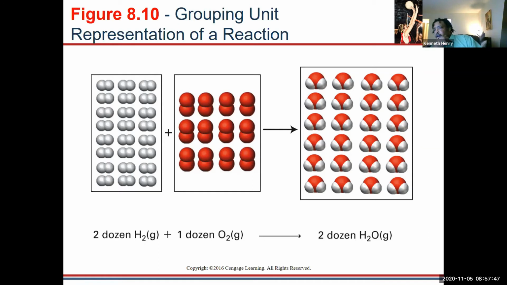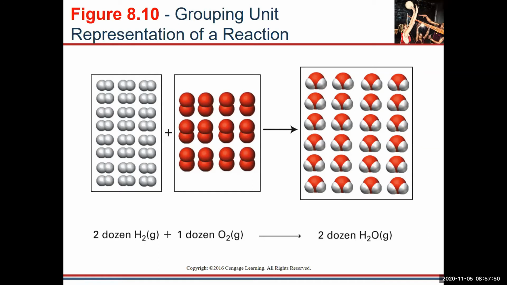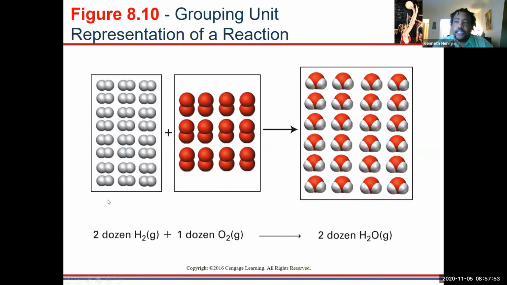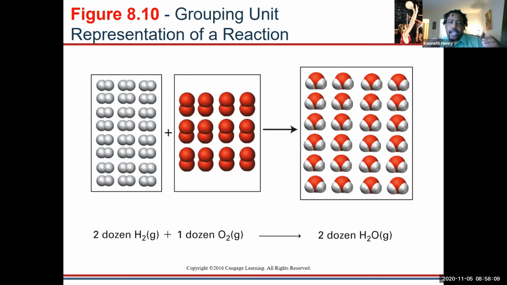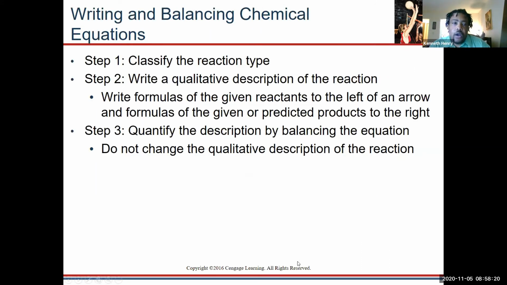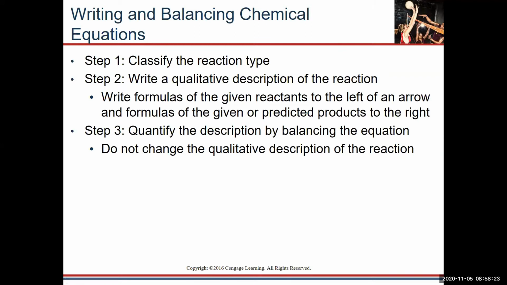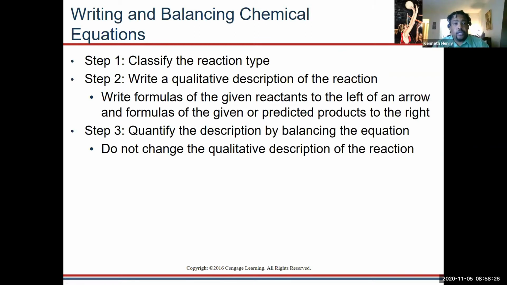Can you repeat it again? So if I have 2 dozen of hydrogen gas, 1 dozen of oxygen gas, it's going to give me 2 dozen of water. In that case, that's using the macro scale. So basically, we're scaling up, making a whole bunch of them. In this case, just 12, since it's a dozen.